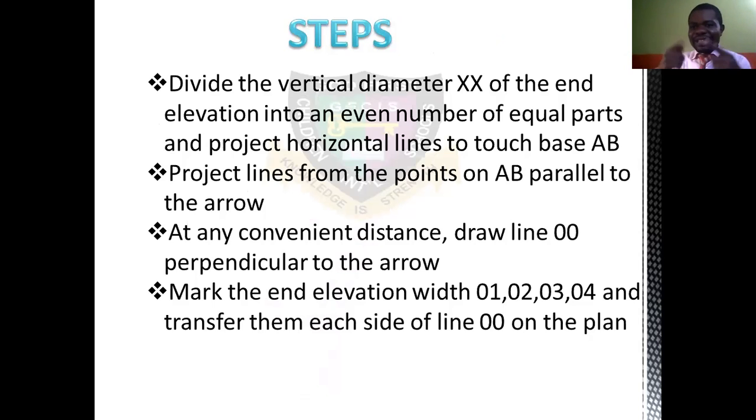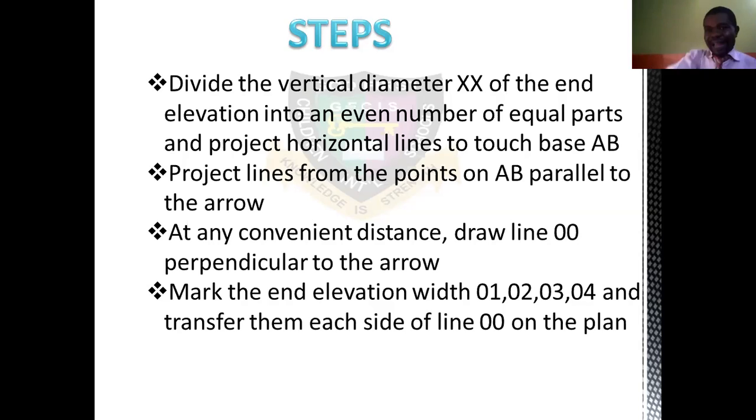You now draw it down. This side, after here, it comes to this point, then you draw it down. At any convenient distance, the 00 line is not given to you; you are the one that picks the distance. You have your 00. Remember, I said use a protractor to make it a 90 degree angle before the line crosses to the other side. Then mark the end elevation with what you have there.